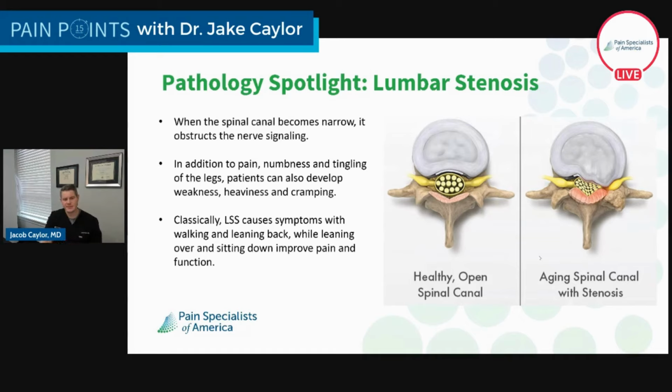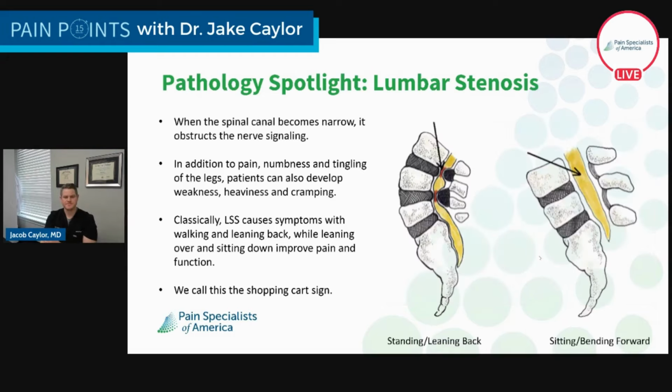And so classically, we've called this the shopping cart sign. Basically, when you walk around without a shopping cart at the store, you can't do it. But when you walk around with a shopping cart and you're able to lean forward, you're able to actually open up that spinal canal, allow these nerves to actually do what they're supposed to do, and you're able to walk further. This is classic lumbar spinal stenosis.